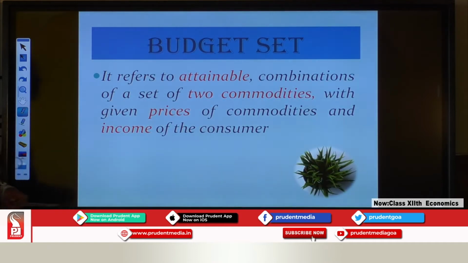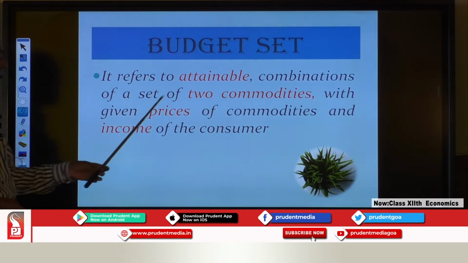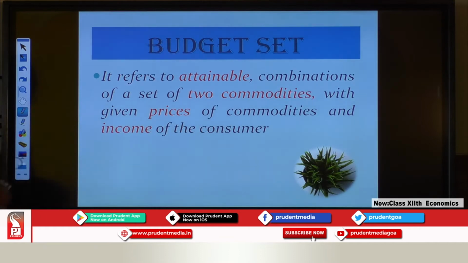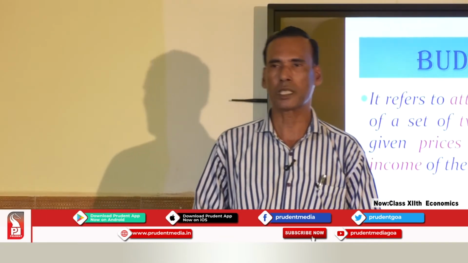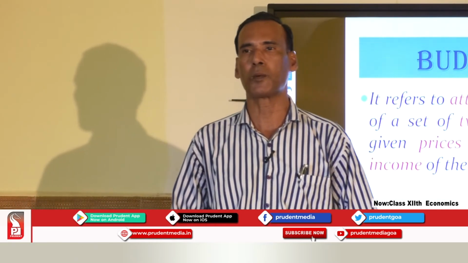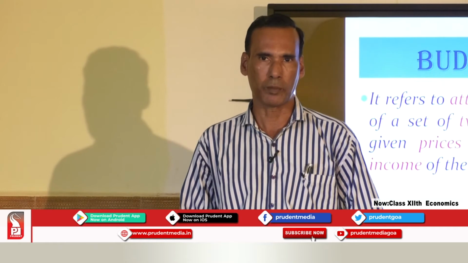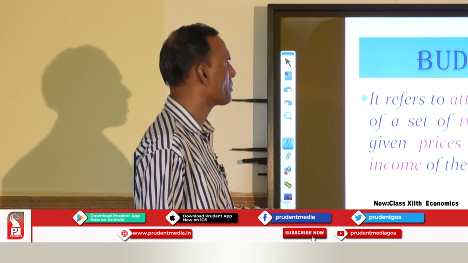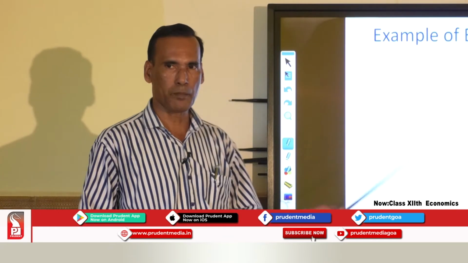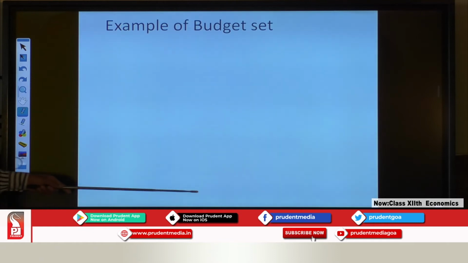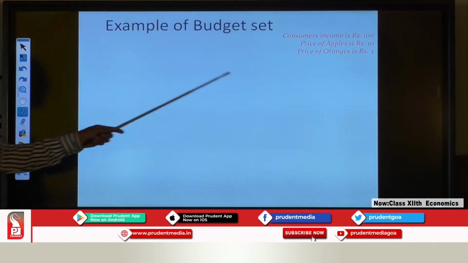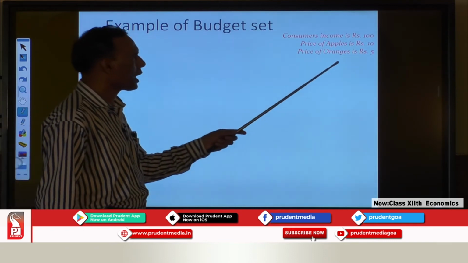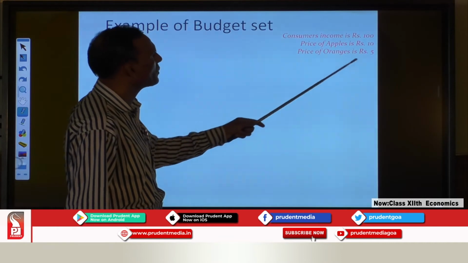Budget set. It refers to attainable combinations of a set of two commodities with the given prices of the commodities and the income of the consumer. Now, with the given price and with the given income of the consumer, a consumer buys two commodities. Now, example of a budget set. Here I have taken one example. Consumer's income is 100 rupees, price of apples is 10 and price of oranges is 5.